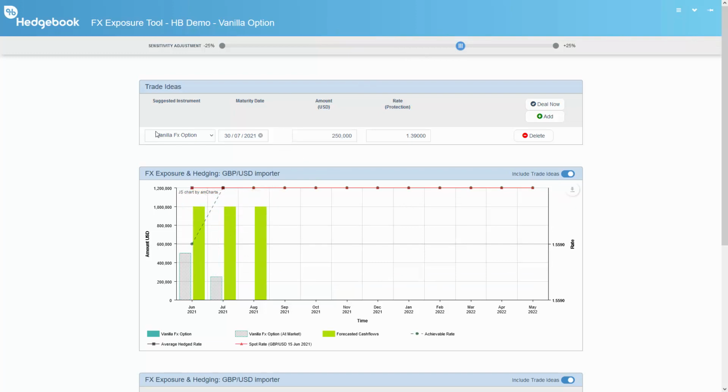Trade ideas doesn't save into the portfolio. If you need it to be a permanent deal, you need to enter the deal into Hedgebook, as we did with the first one. You can include or exclude trade ideas in here. But that's how an option works in Hedgebook.